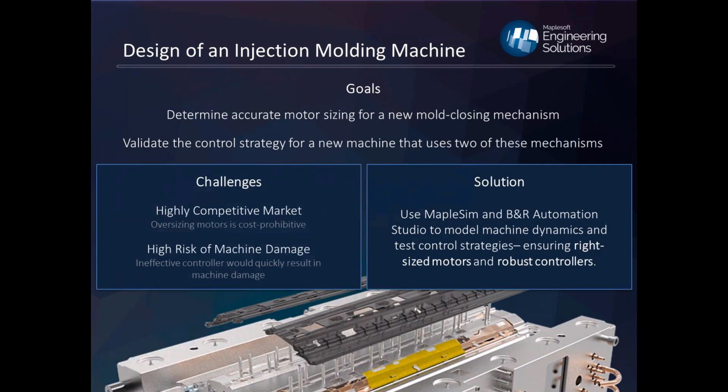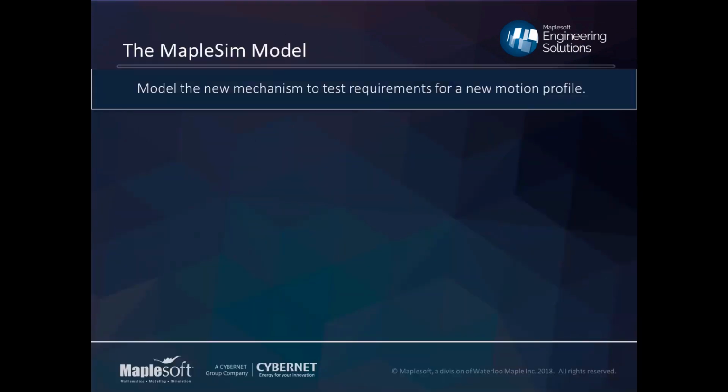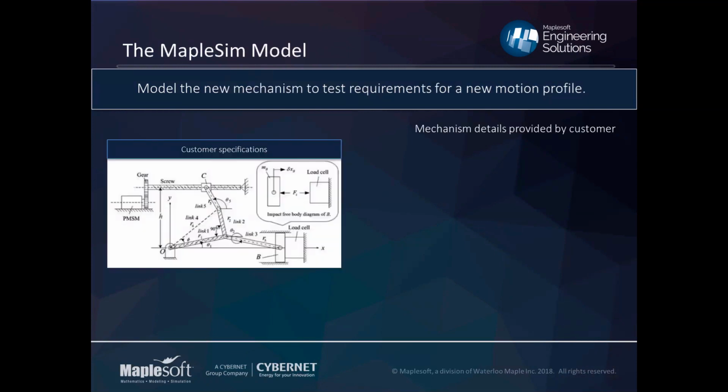So we'll step you through how that looks, because it's pretty cool how they were able to answer both of these questions using just a great system level modeling solution. First off is the MapleSim model itself. They had this new mechanism with some new geometries, forces being applied in new ways, and they provided some details of that to us.